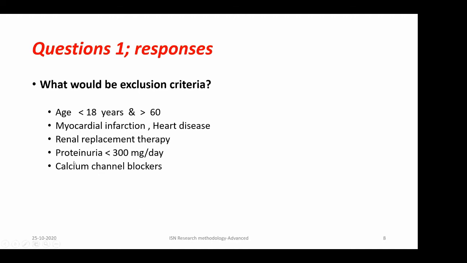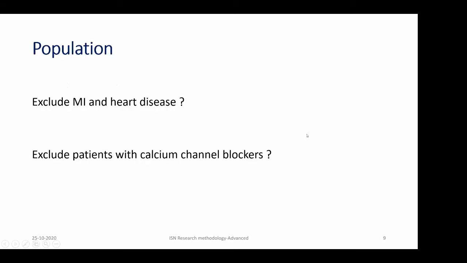Now the other question is whether we will rule out patients with myocardial infarction, heart disease, and calcium channel blockers. So we know that 50% of the patients with chronic kidney disease will have some cardiac issue. So again, if we are excluding those patients, we are excluding a major chunk of the CKD population who are likely to benefit from the drug.